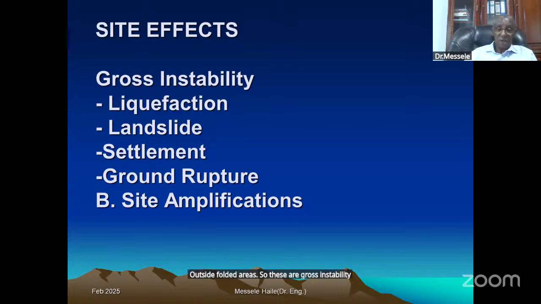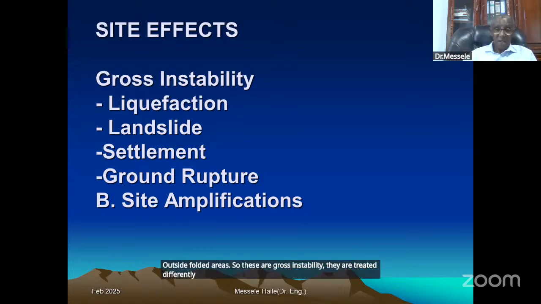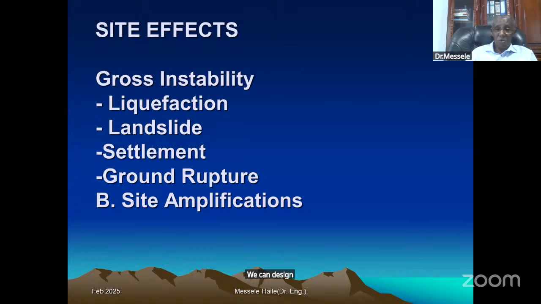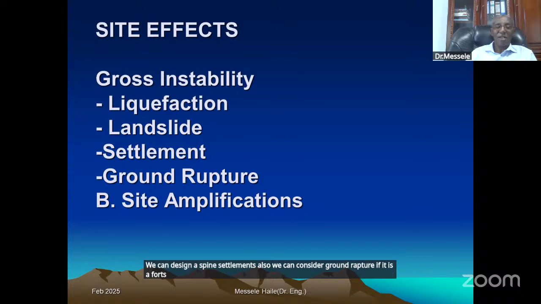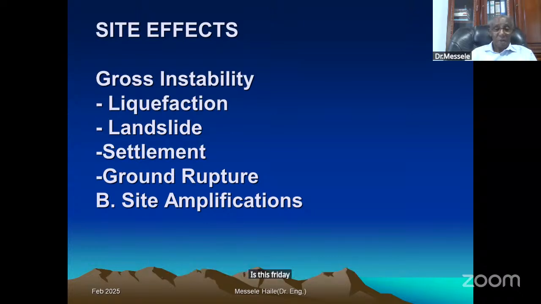They are treated differently. For liquefaction, of course, we can densify, we can avoid the site, we can use piles and so on. Landslides, we can design, we can change the slopes if it is a natural slope. Settlements also we can consider. Ground rupture, if it is a fault, I don't know until now any engineering solution for fault rupture exactly on the fault. But if it is a small rupture, we can avoid it by densifying or by some designs.